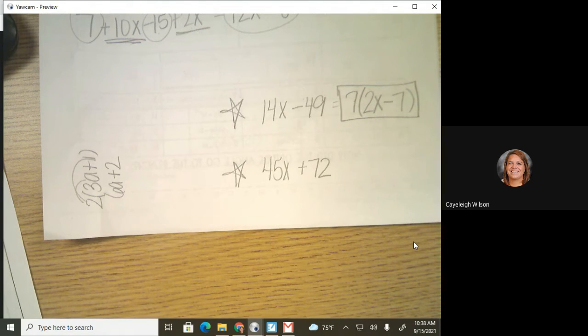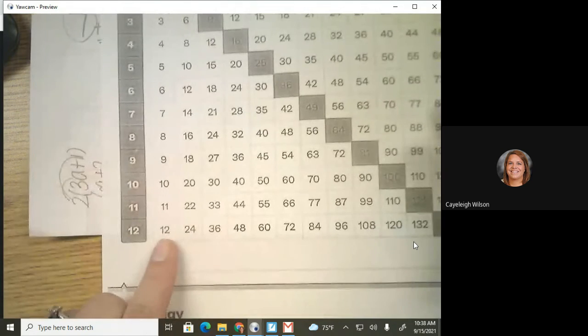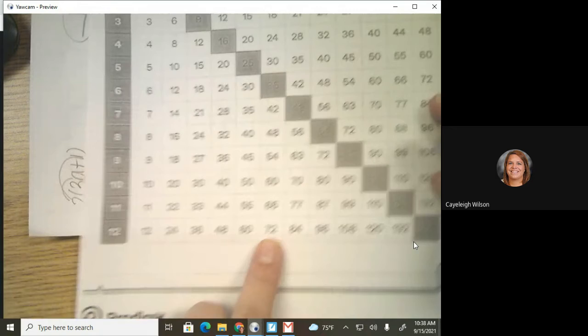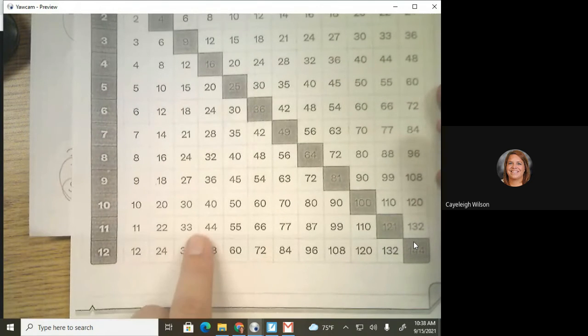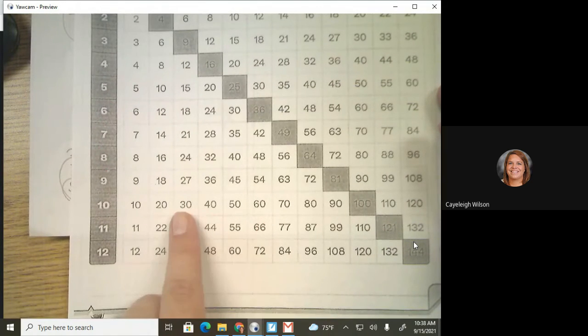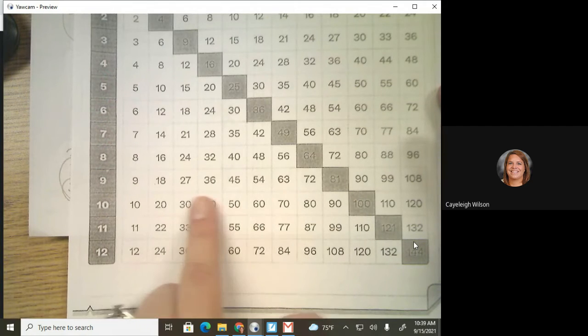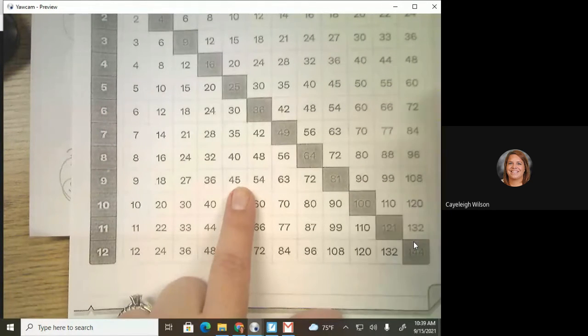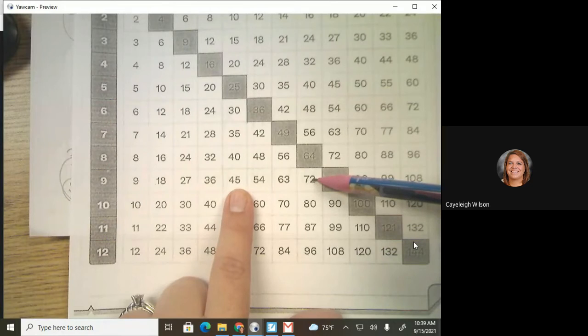Okay, so let's look for 45 and 72. I'm starting at the bottom. Oh, there's 72, but there's no 45. So let's move up to the 11s. Nope. 10s. Nope. 9s. There's 45 and 72. So it's 9.